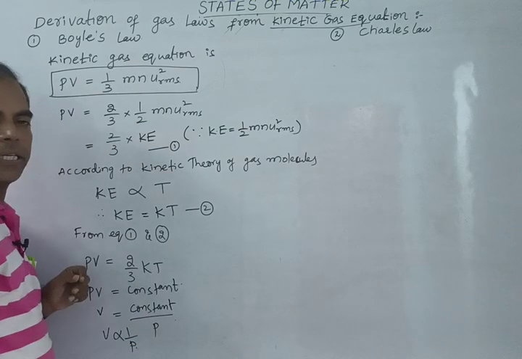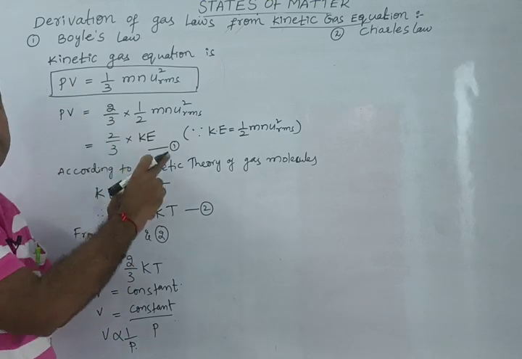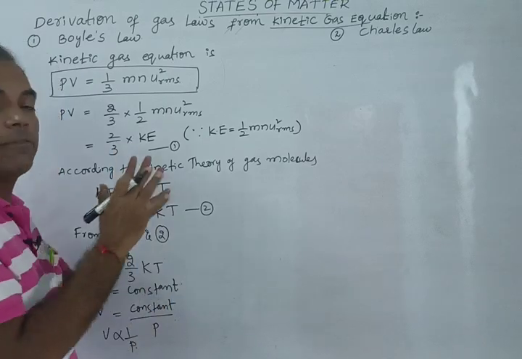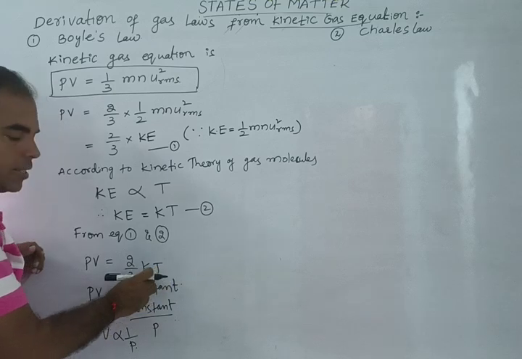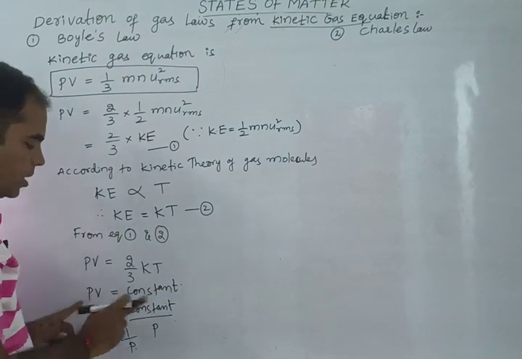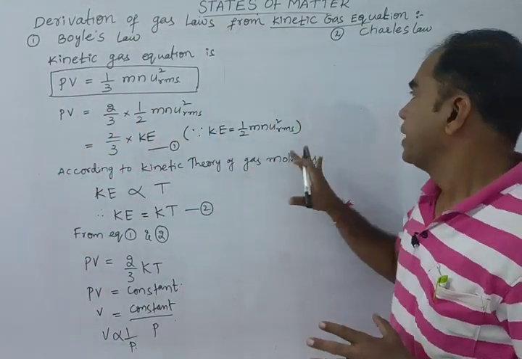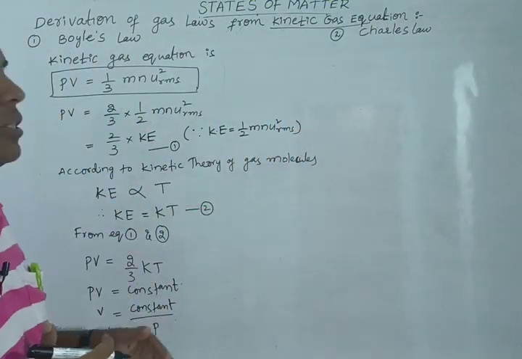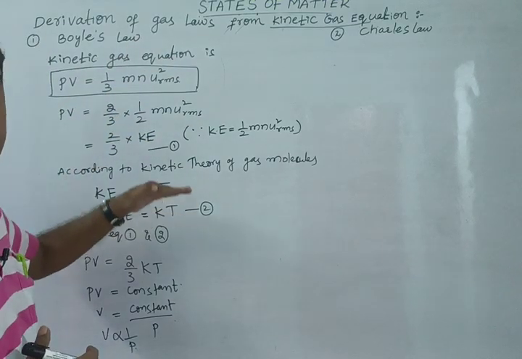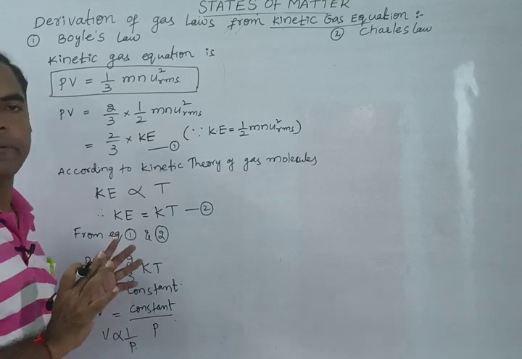In this, T is a constant because it is at constant temperature. Boyle's law defines that at constant temperature, the volume of a given mass of a gas is inversely proportional to its pressure. So T is constant, K is a constant term, and 2 by 3 is also constant, so PV equals constant, or V is proportional to 1 by P. This is Boyle's law. Next, similarly, Charles law. How can you derive Charles law from the kinetic gas equation? These steps are all the same. In the last step, instead of PV, you write V equals 2 by 3 KT by P.